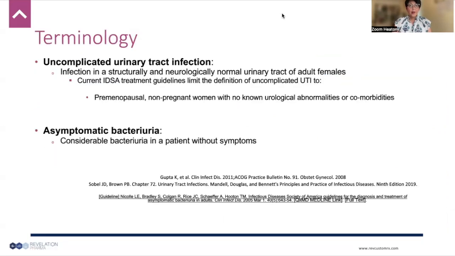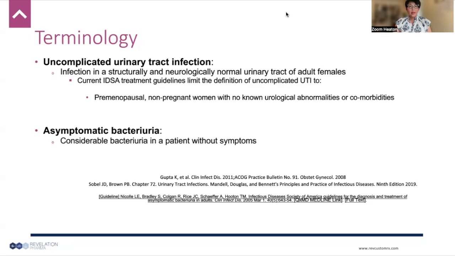So there are different types of urinary tract infections. One is uncomplicated urinary tract infection. It's an infection in a structurally and neurologically normal urinary tract of adult females. Current IDSA, or Infectious Diseases Society of America, treatment guidelines limit the definition of uncomplicated UTIs to premenopausal, non-pregnant women with no known urological abnormalities or comorbidities.